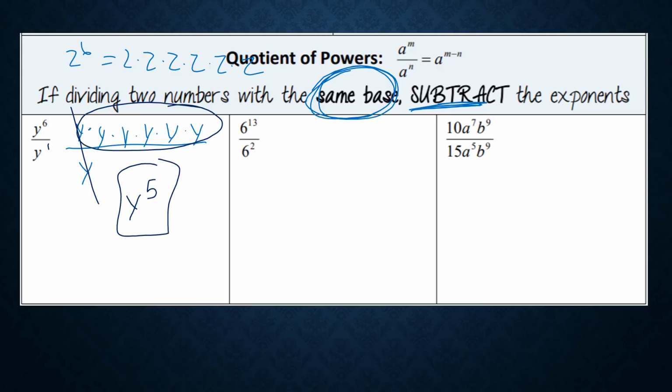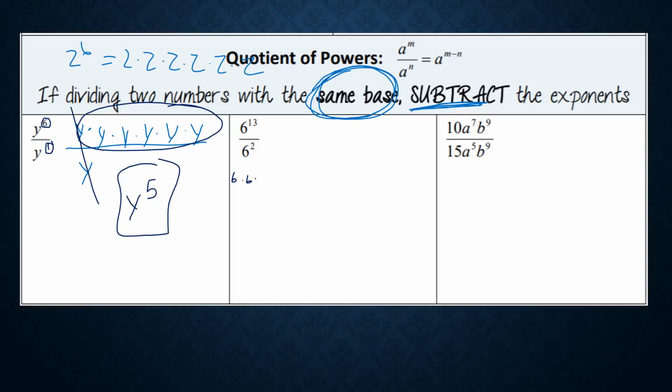If we go back and look, 6 minus 1 is 5. Let's take a look at the second one. We've got the same base as 6. So we've got 6 to the 13th. So I'm going to write out 6 13 times.